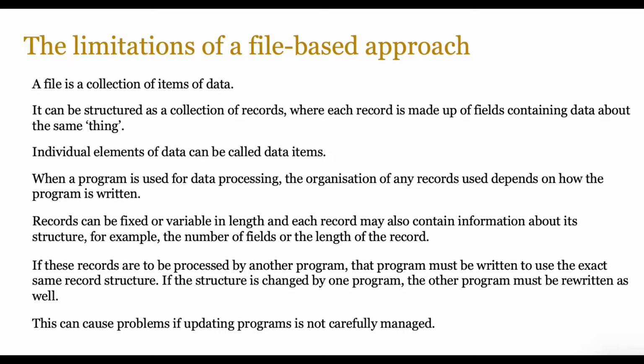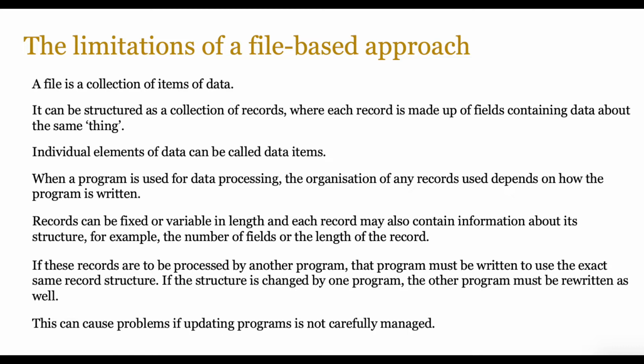Now, as we know from programming, a file is a collection of items of data. It can be structured as a collection of records where each record is made up of fields containing data about the same thing. And individual elements of data can be called data items. So you can store that all together in a sequential format. When a program is used for data processing, the organization of any records used depends on how the program is written. So what goes first, what comes second, all of that order is described in the program that you're writing. And these records can be fixed or variable in length, and each record may also contain information about its structure, for example, the number of fields or the length of a particular record.